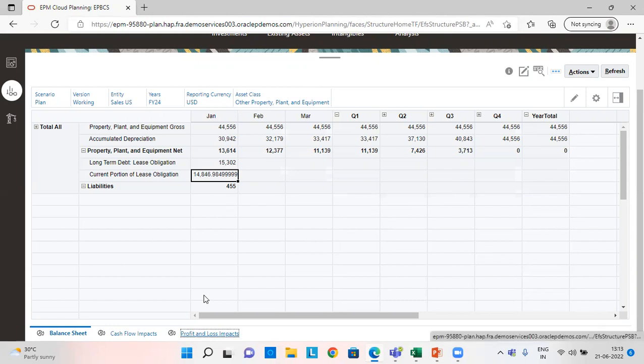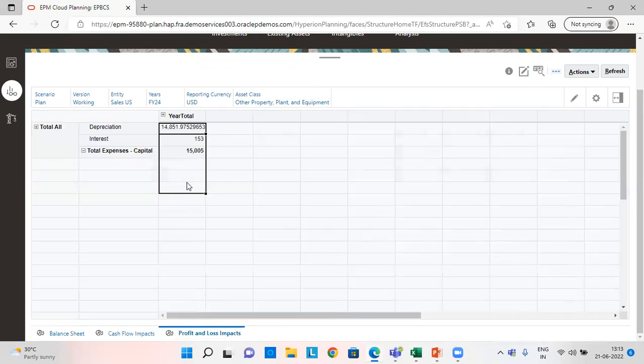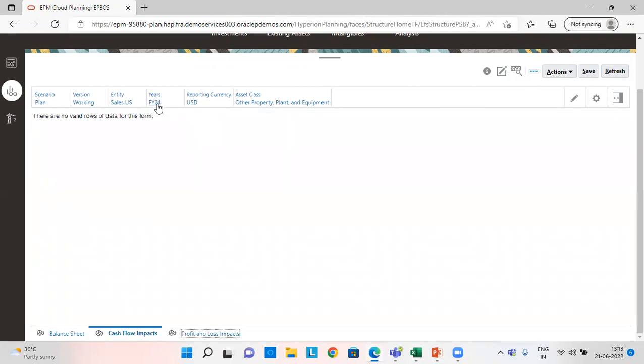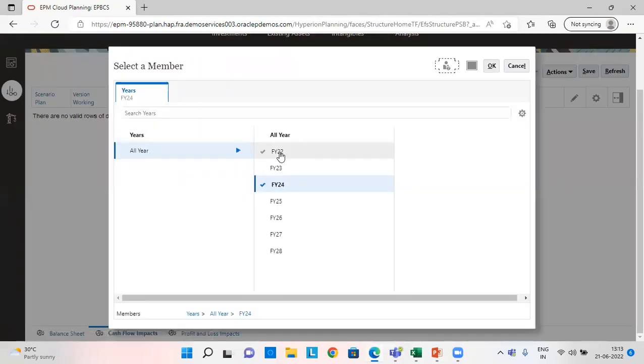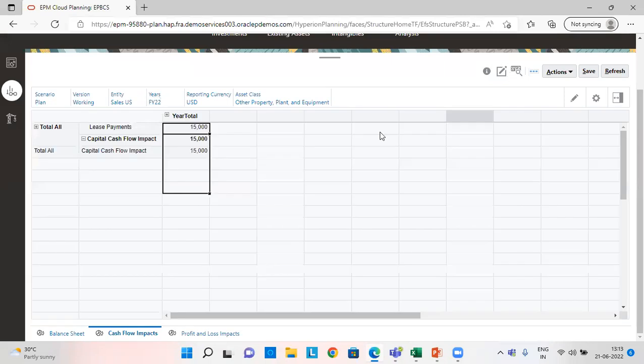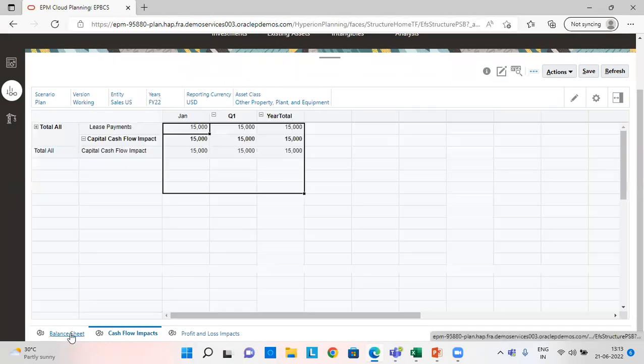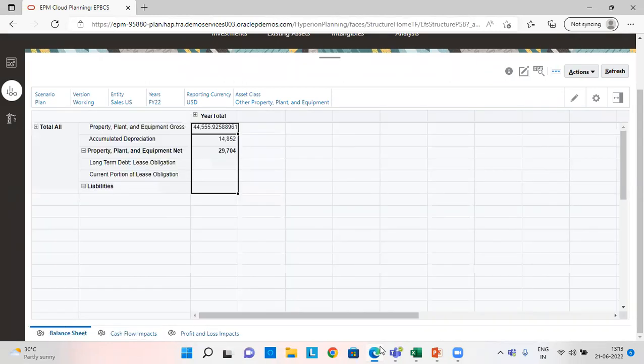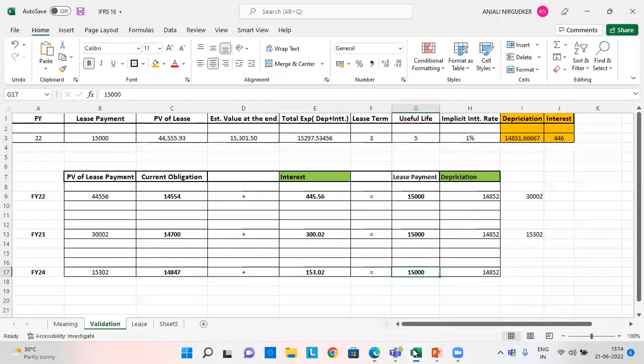We have already seen the interest amount, and the depreciation amount is the same. And in cash flow, we can see in FY22 the 15,000 lease payment. So this is how we can go for validation, and this is how we calculate the lease payment amounts.